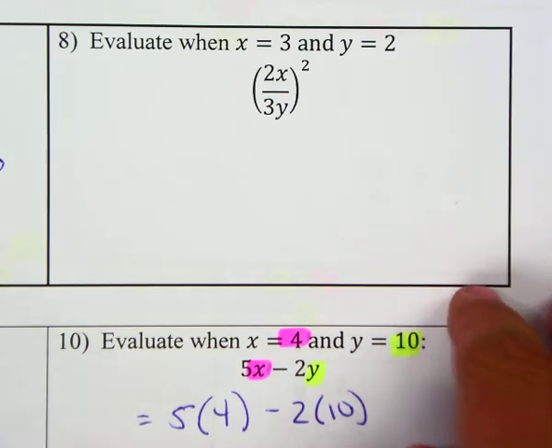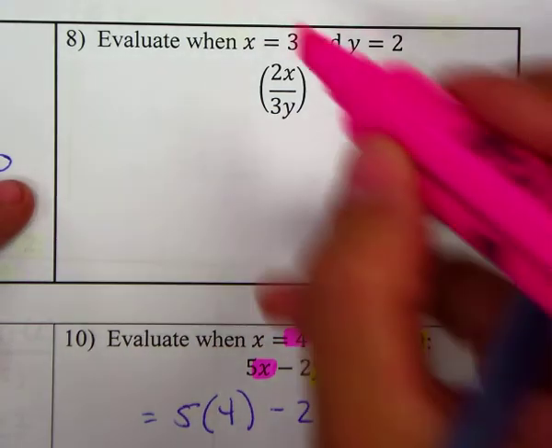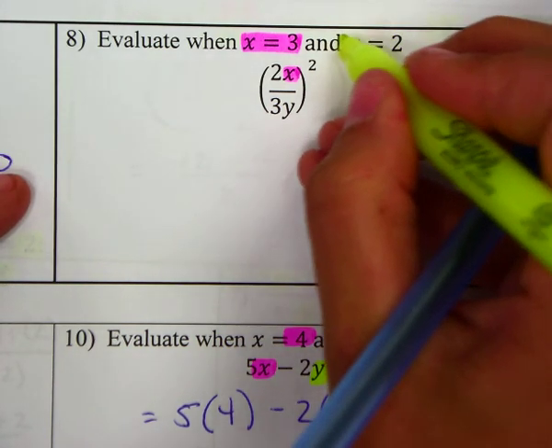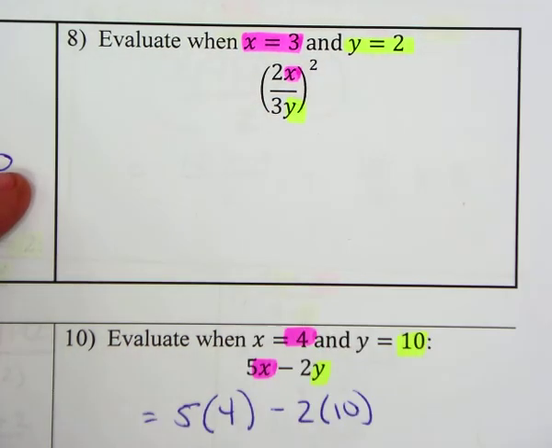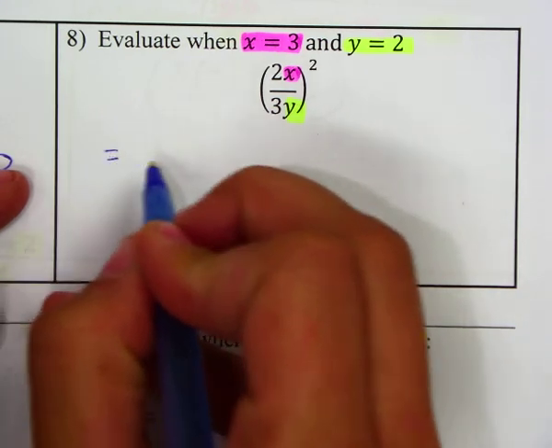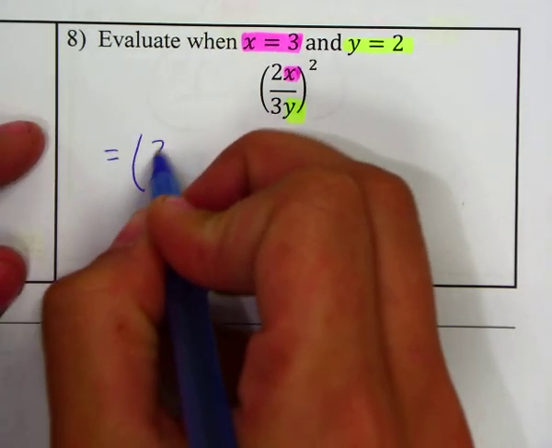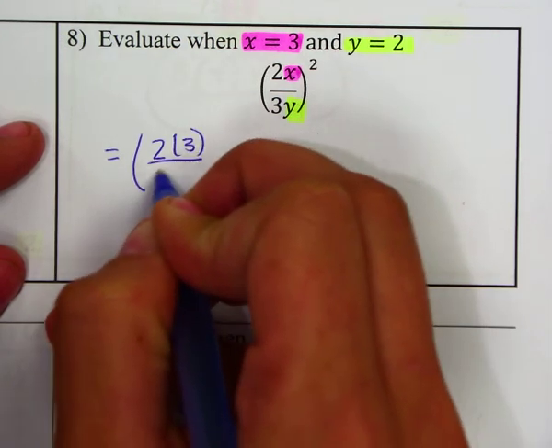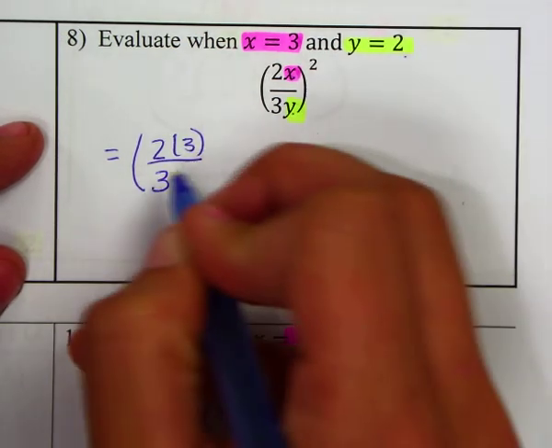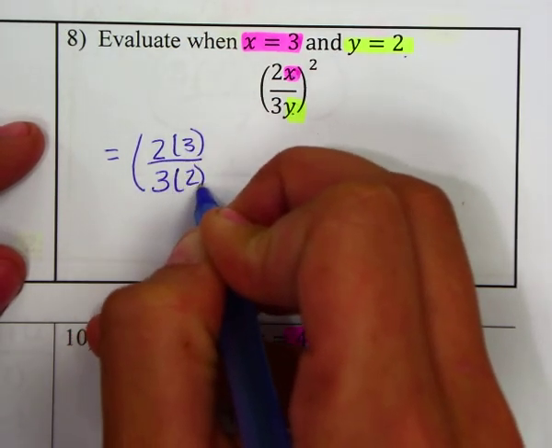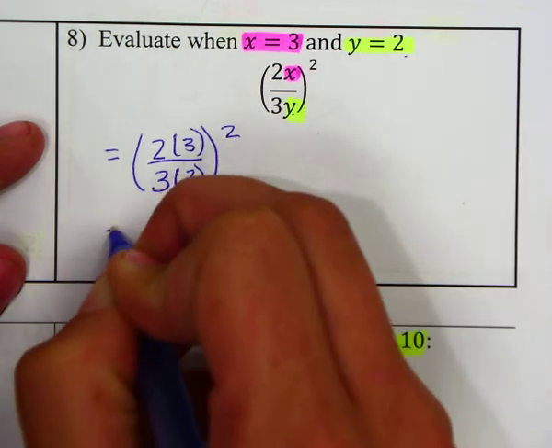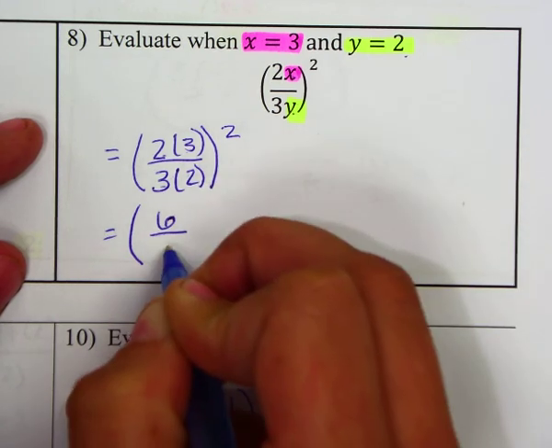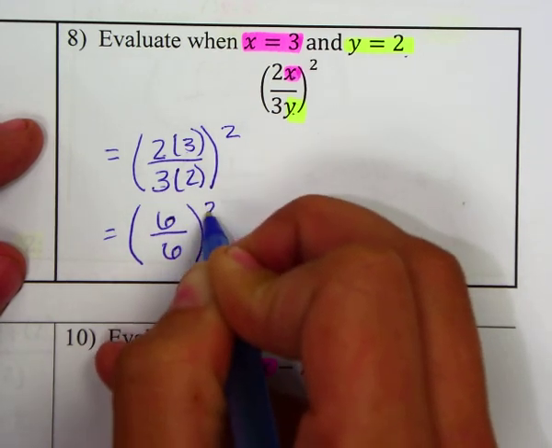Number 8, evaluate when x equals 3. I'll highlight that pink. And y equals 2. I'll highlight that yellow. So when I go to substitute, the quantity 2 times pink number, which is 3, divided by 3 times the yellow number, which is 2, squared. 2 times 3 is 6. 3 times 2 is 6, squared.